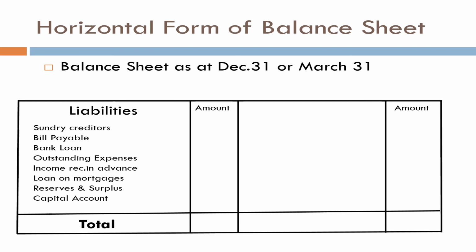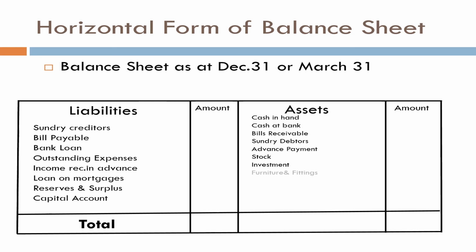Moving on to the right side, that is the asset side, it includes cash in hand, cash at bank, bills receivable, sundry debtors, advance payment, stock, investments, furniture and fittings, plant and machinery, land and buildings, trademark, copyrights, patents, and at the end, goodwill.